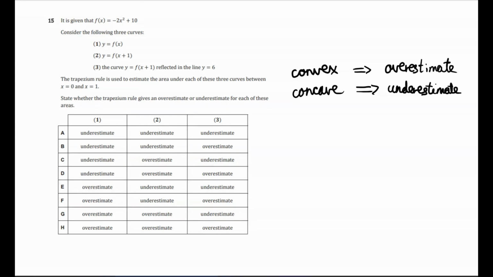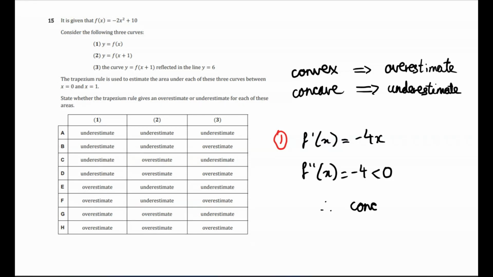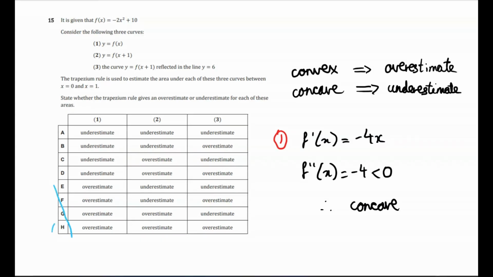So let's first consider curve 1. In order to find whether it's convex or concave, we need to take the double derivative. So f dashed of x is going to be minus 4x, and f double dashed of x is going to be minus 4, which is less than 0, therefore the curve is concave. Using the trapezium rule will give us an underestimate, so we can disregard these options.